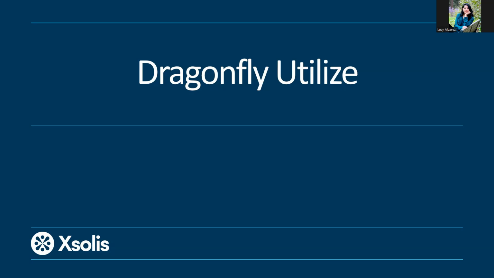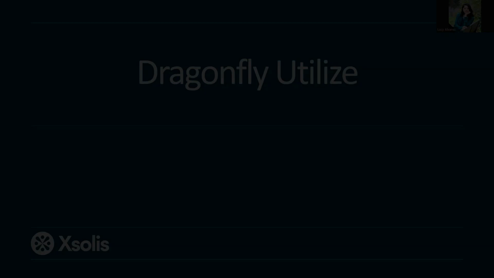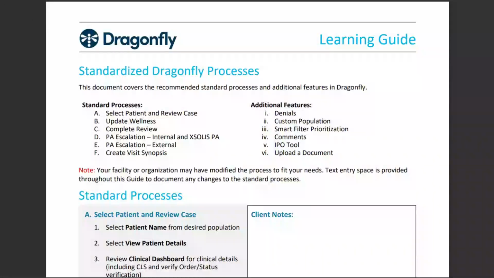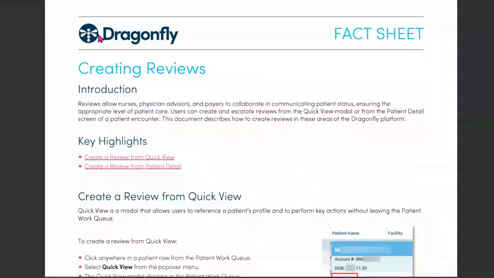Before going onto the Dragonfly screen, I'm going to reference these two documents that should be available from your leaders. The first one will be the standardized Dragonfly processes, which is like a guide that walks you through how to perform specific tasks. Then we also have the Smart Filter Rules fact sheet, which is more of an FYI. It's also a reference page talking about some of the smart filters that I'm going to be reviewing with you today.